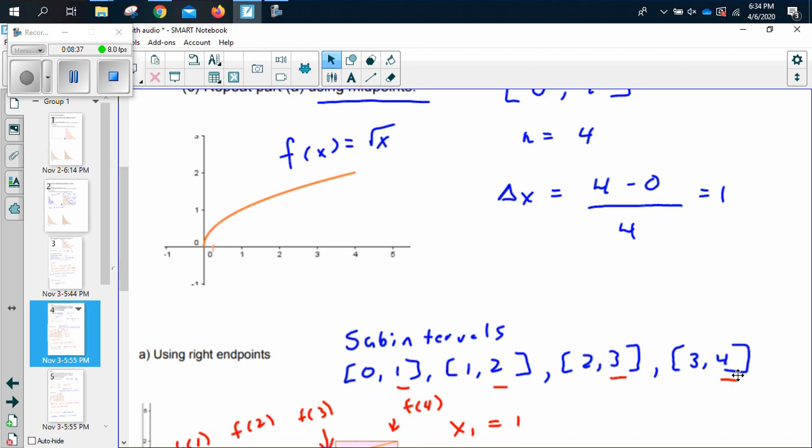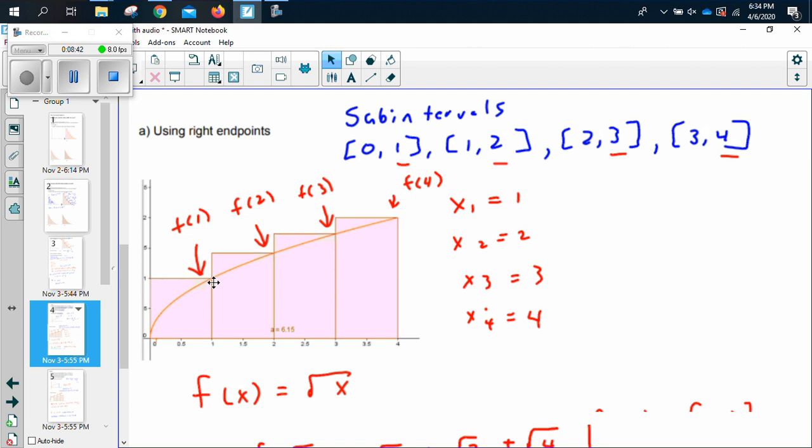So I'm going to use the endpoints on the right of each subinterval. And then the height of the first rectangle will be the function evaluated at 1, not at the left endpoint, which would actually be 0 over here. So that's what the right and left means. When I look at the interval, I could either use the height to be the function evaluated at the left endpoint or the right endpoint. Here, I'm using the right endpoint. So that's the height of this rectangle.